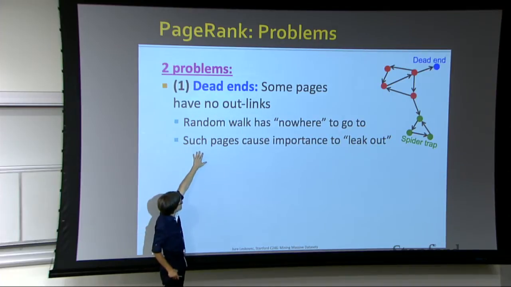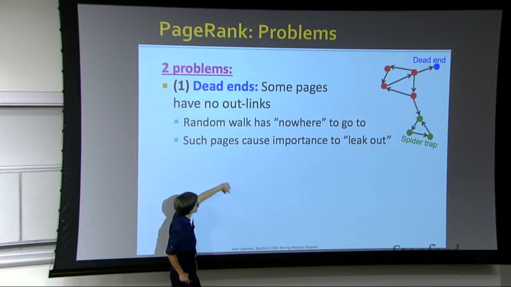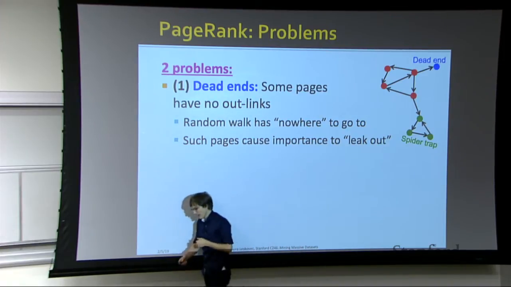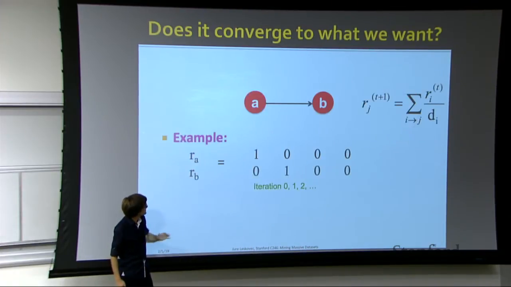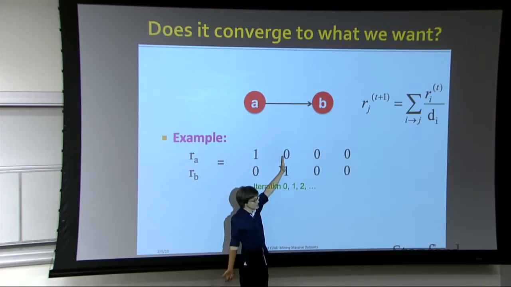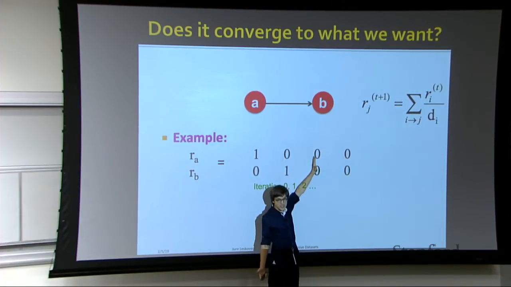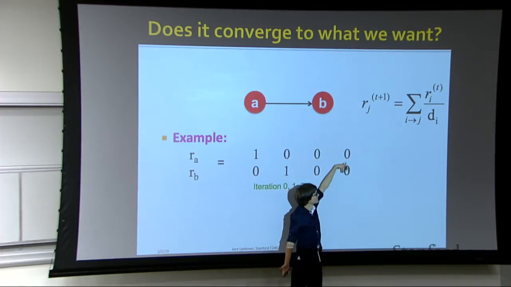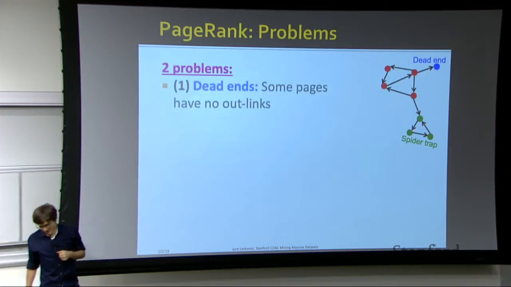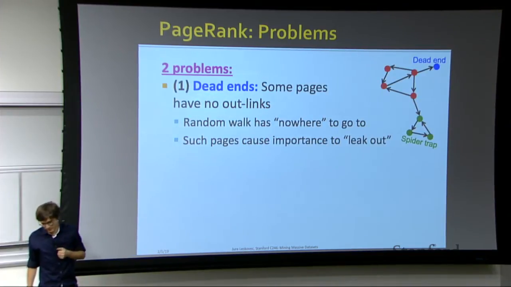And such pages with out-degree 0 cause the importance to leak out of the system. Again, if I go back, what this means here is my importances nicely sum to 1, and now the importance leaks out of the system and importances sum up to 0, right? So I lost some importance mass.